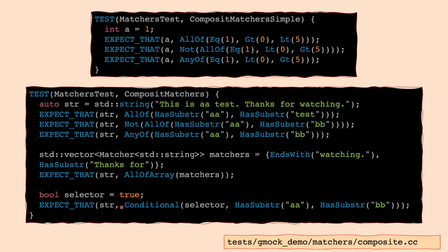Here is another composite matcher. It's called conditional. Using conditional, I'm saying expect that str, if selector is true, matches this matcher, otherwise it matches this one. So conditional takes one parameter, which is the condition, and then resolves to the first parameter if the condition was true, otherwise it resolves to the second parameter if it was false. In essence, conditional is saving us from writing one if-else statement. It's a short way of writing an if-else statement, which some people find more readable. Again, you can check these tests and play with them from the file in this path.